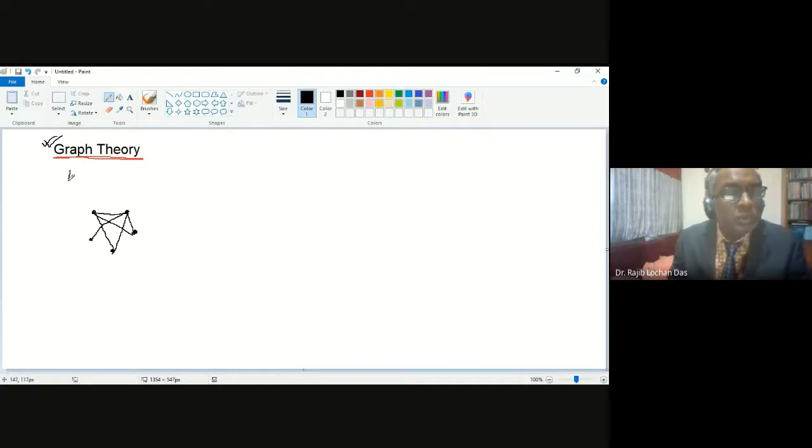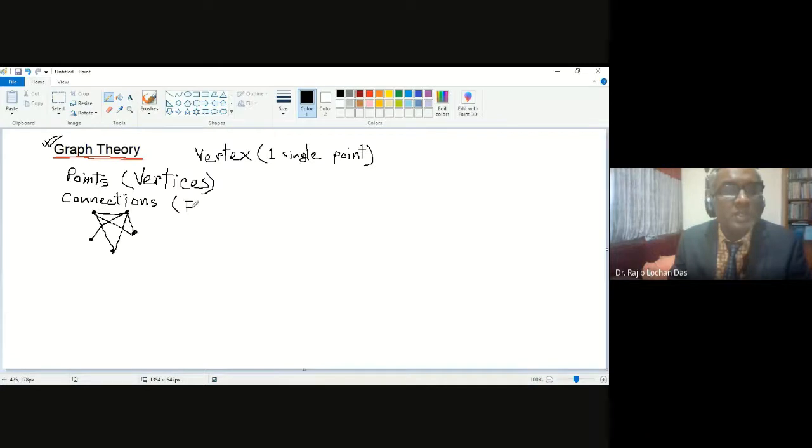So what are the points? We call them points, and in graph theory they are actually called vertices. Vertices is the plural of vertex. Vertex means one single point, the singular number, and vertices means the plural. And the connections, the lines, in graph theory we call these edges. Edges are the connecting lines, the connections between 2 points.